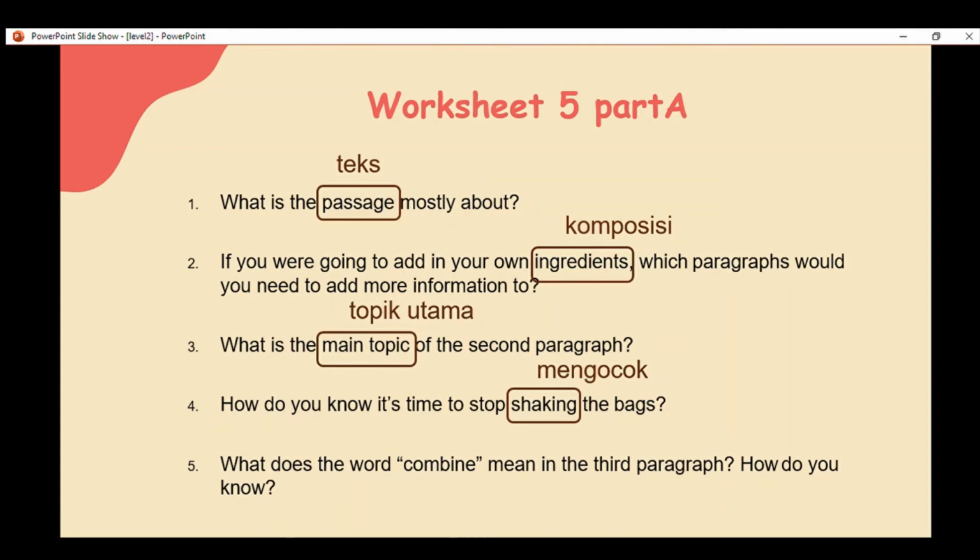Number 5. What does the word combine mean in the third paragraph? Third paragraph means the paragraph number 3. The clue is combine, so find the word combine in the paragraph number 3. Combine means this. So what does combine mean in the paragraph number 3 and how do you know about it?